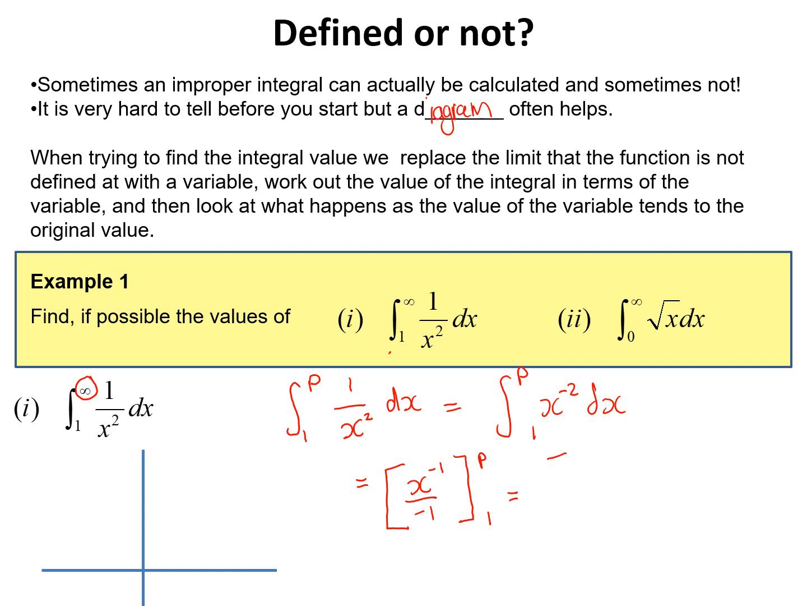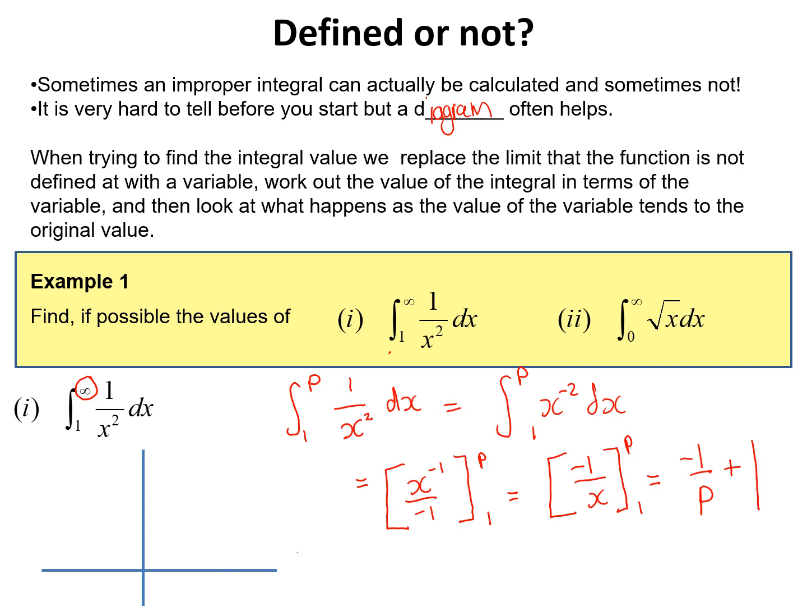Rewrite it before I put any of those limits in. x to the -1 wants to drop to the bottom, so it's the same as -1 over x. When I've got it in that sort of form, now sub in the limits, that would be -1 over p, subtract -1 over 1, so in other words plus 1.